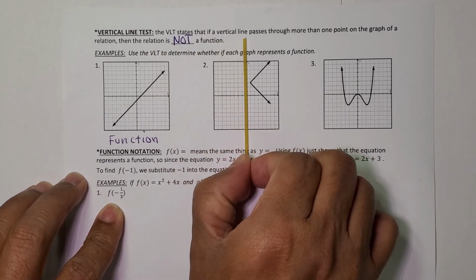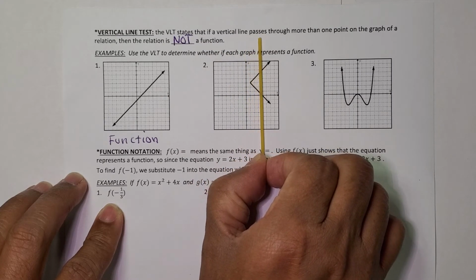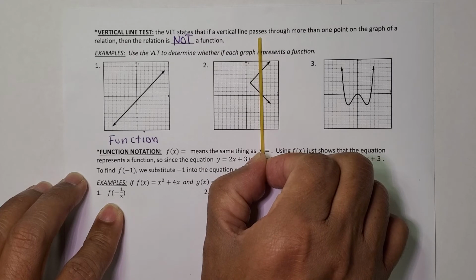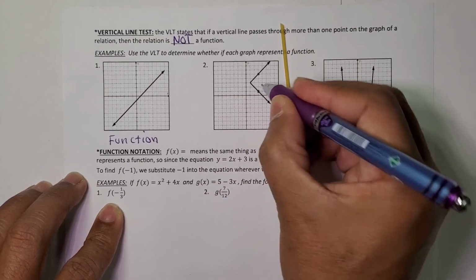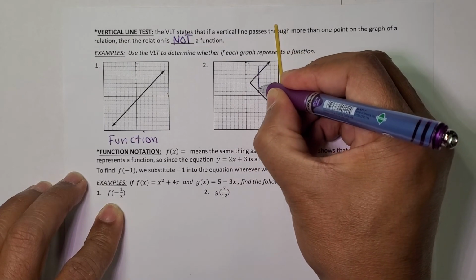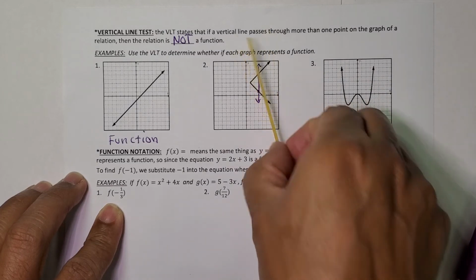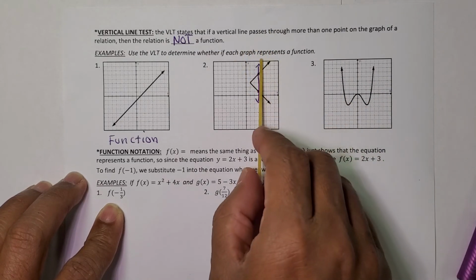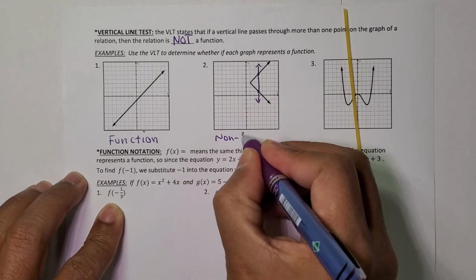If I start running my spaghetti here, or my line, as you can see at several different points, this line is going to hit that graph twice. So let's take this point here and this point, and we can see that if we draw a line, it's going to hit that graph at 2 points. Once we see that this one doesn't pass the vertical line test, this is a non-function.